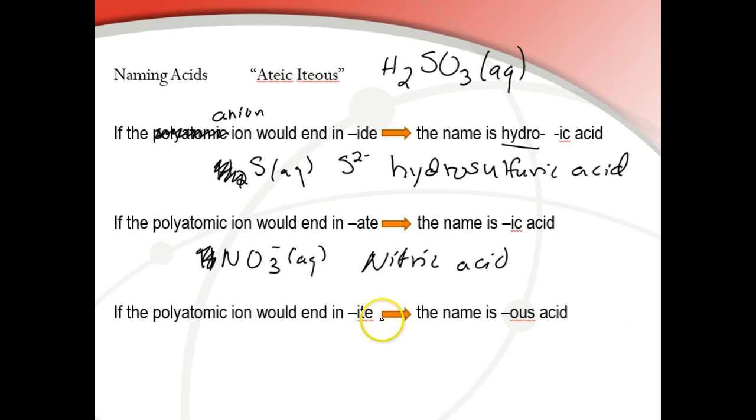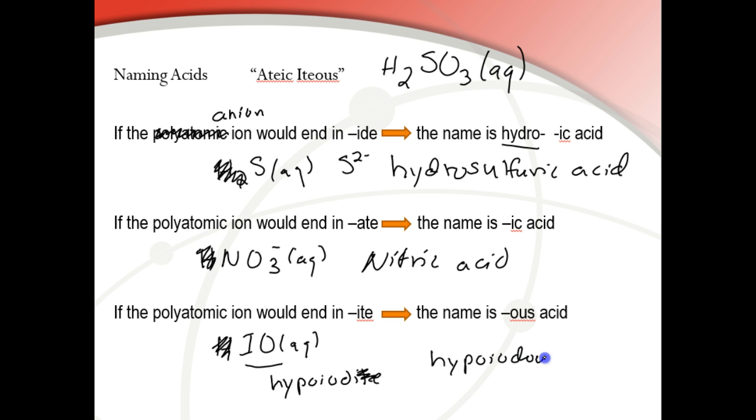And finally, if it would end in ITE, we change the name to OUS. So let's do HIO, AQ there. If we lop off the hydrogen here, IO, and go back and look at our polyatomic ion naming video, IO would be hypoiodite. So we change the ITE ending to OUS, and we have hypoiodous acid. So it's pretty easy. Again, it's all based off of the anion. If you know your anions, your polyatomic ions, it's not too bad.